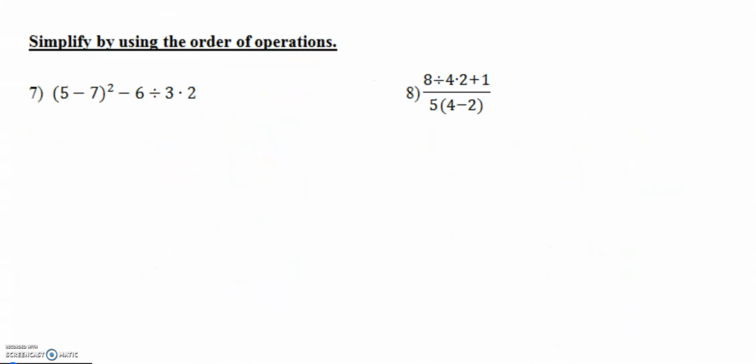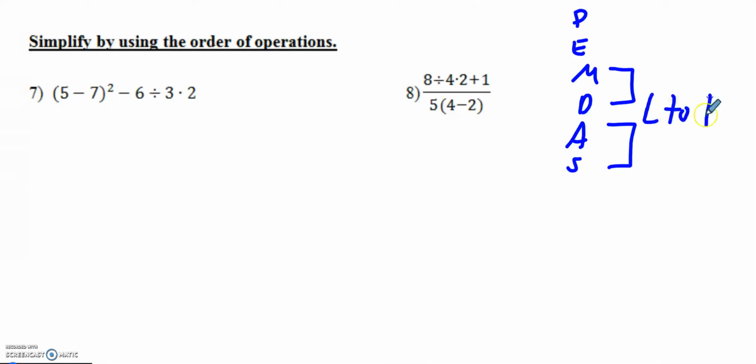The next set of problems is using the order of operations. So this is another kind of Chapter 1 review thing, which could be on this test Friday. So for number 7, remember, for the order of operations, we want to follow this idea that parentheses come first, exponents come second, multiplication and division are on the same plane, and addition and subtraction are on the same plane. And you always want to go left to right if possible.